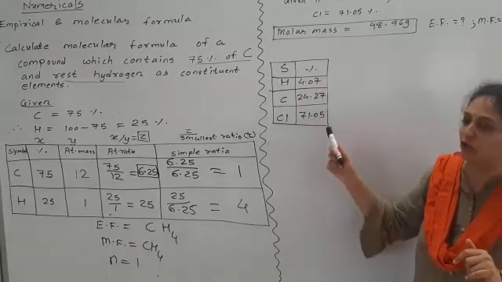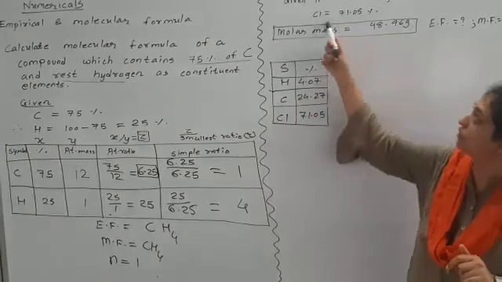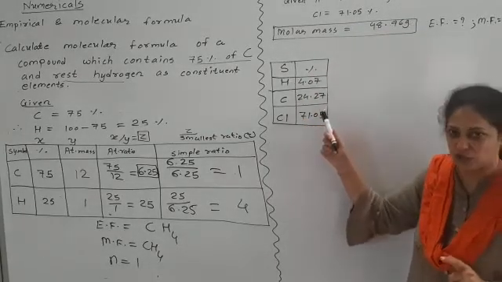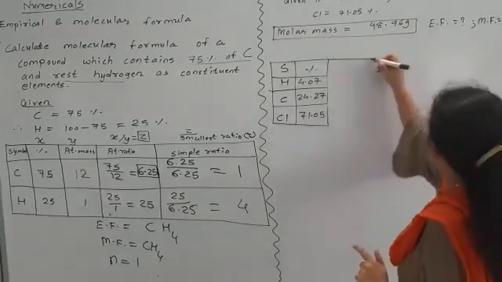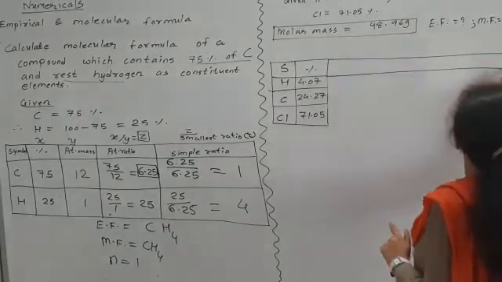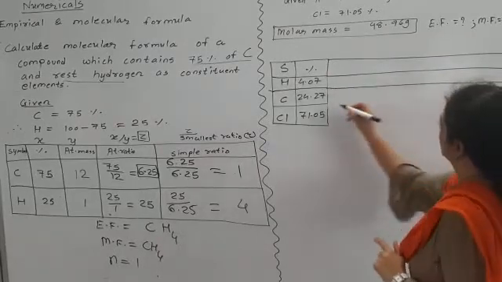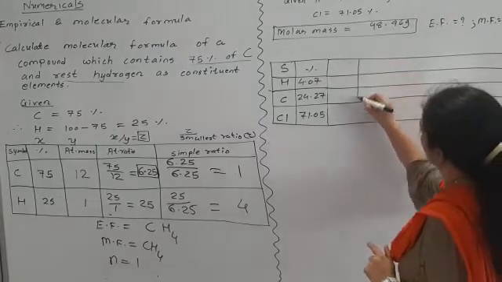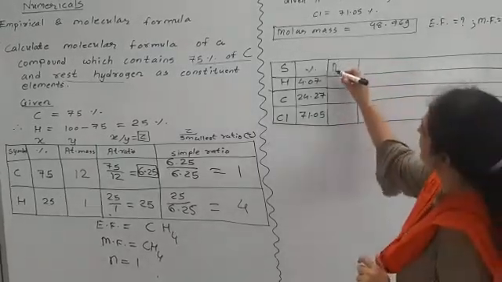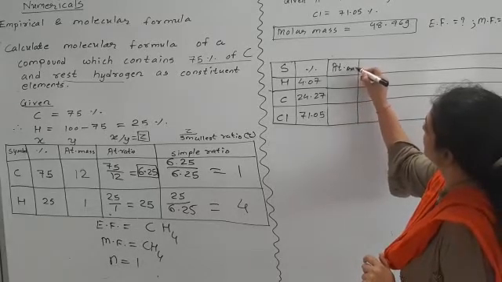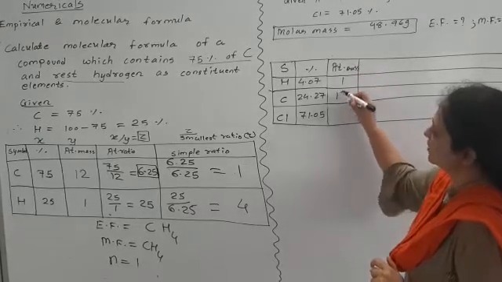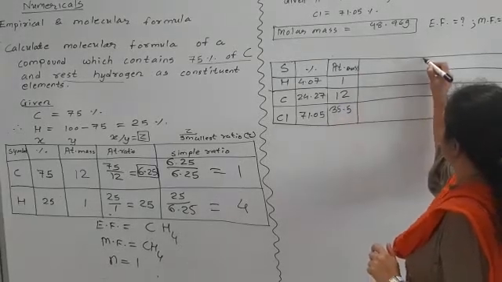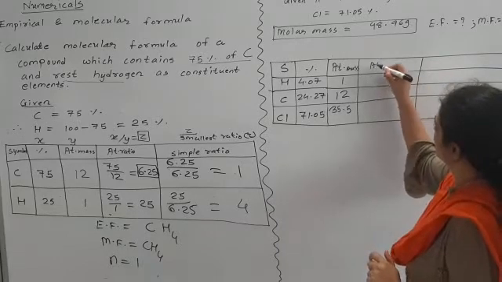Symbol and percentage I have already written. Symbols are hydrogen, carbon and chlorine. Their percentages also I have written. Next, you complete the table. Next column is atomic mass. So atomic mass for hydrogen is 1, carbon is 12 and chlorine is 35.5. Next column is atomic ratio.